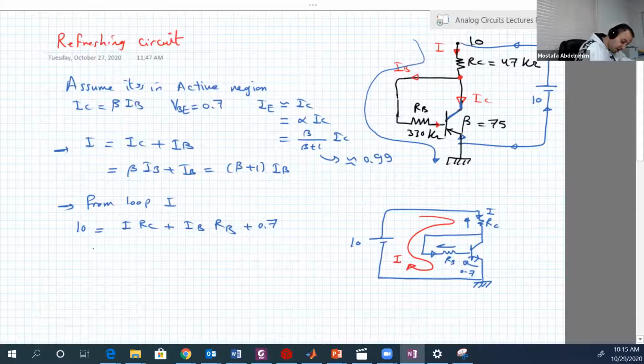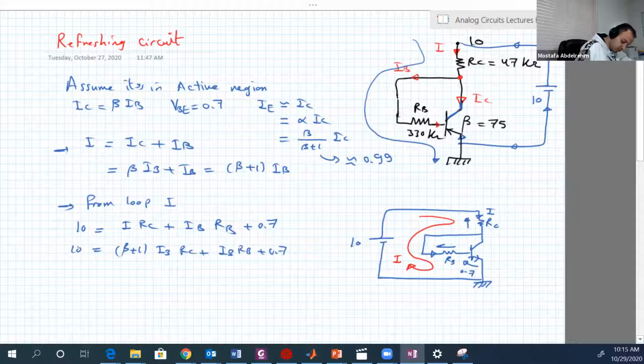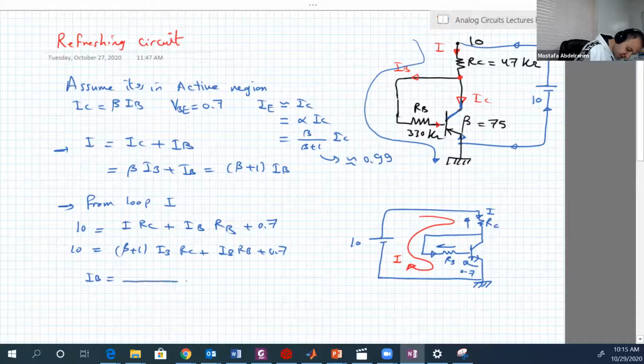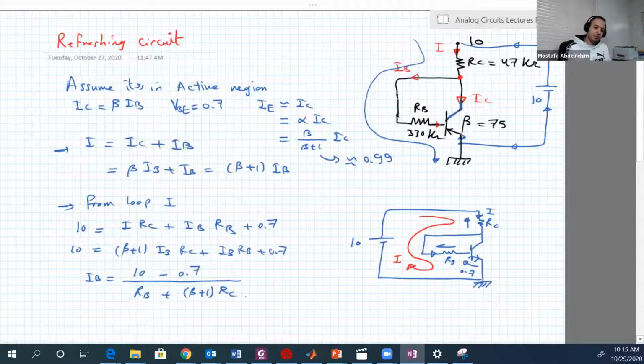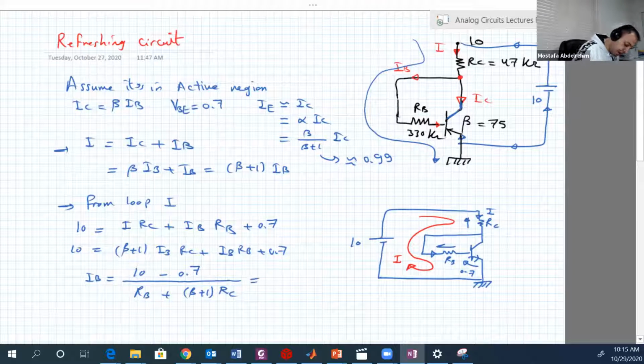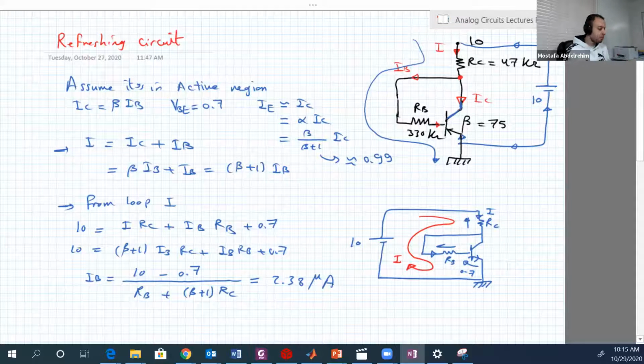And what is I? I is actually beta plus 1 IB, times RC, plus IB RB again, plus 0.7. This equation has only one unknown, which is IB. So IB can be on the left-hand side. If you do the simplification, this will be 10 minus 0.7 over RB plus beta plus 1 RC. If you calculate this, it will be very small, 238 microamperes.